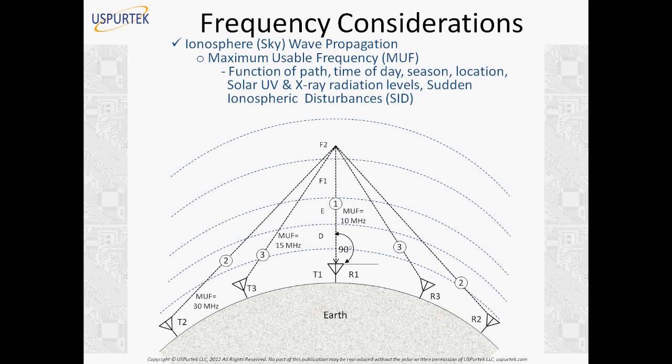Of course, as we discussed before, it's a function of path, time of day, season, location, solar ultraviolet and X-ray radiation levels, and also sudden ionospheric disturbances. So it's not a very reliable path, it seems, but still it is used just for its benefit of having a longer range.